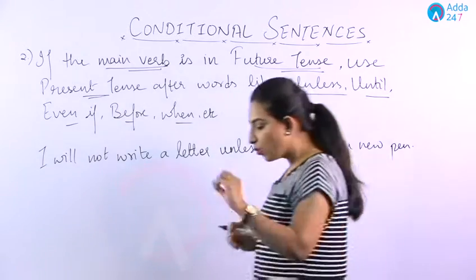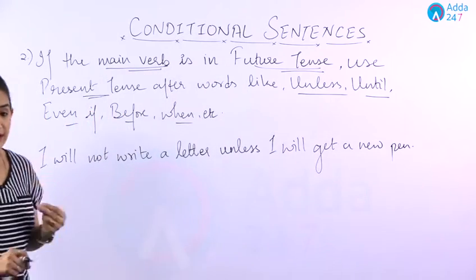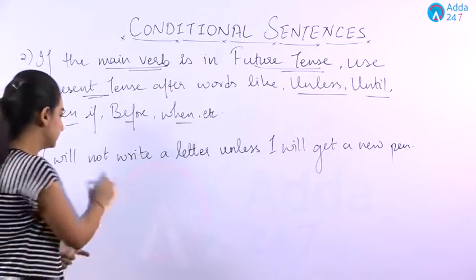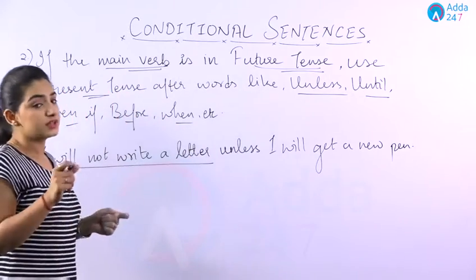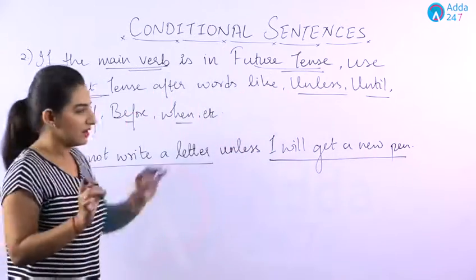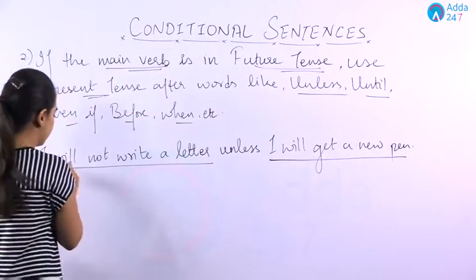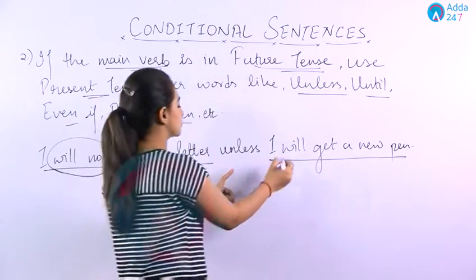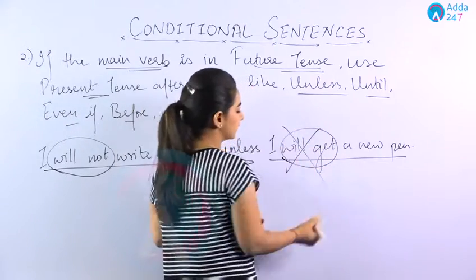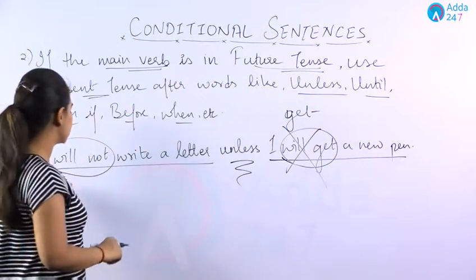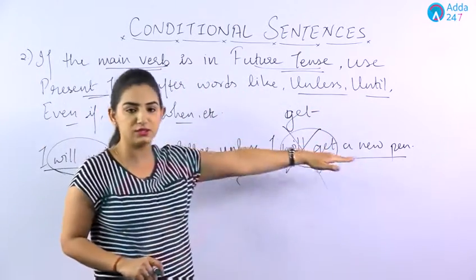Now here if you see, what is the actual verb? What is the main verb of this sentence? I will not write a letter. This is the main verb, right? And what is the condition of not writing the letter? The condition is I will get a new pen, right? So whenever we have a condition which says the main verb is in future tense, I will not write a letter, the verb used after unless should be in present tense. So will get will be incorrect. We need to place I get a new pen. And here is the correct sentence, I will not write a letter unless I get a new pen.